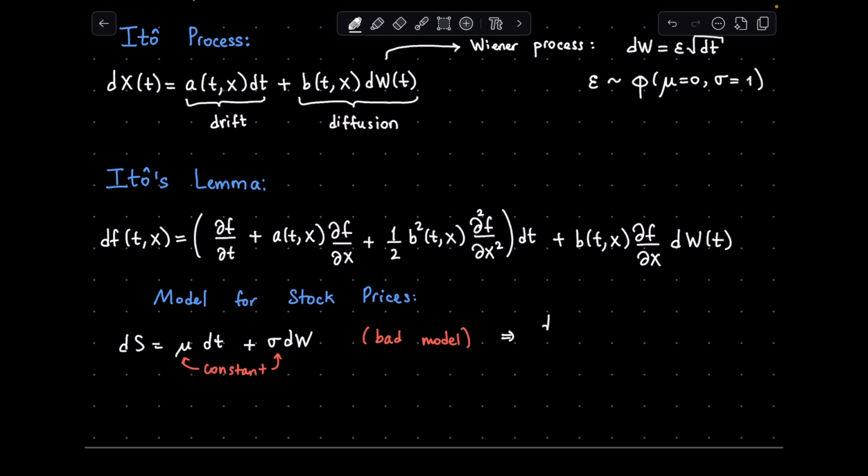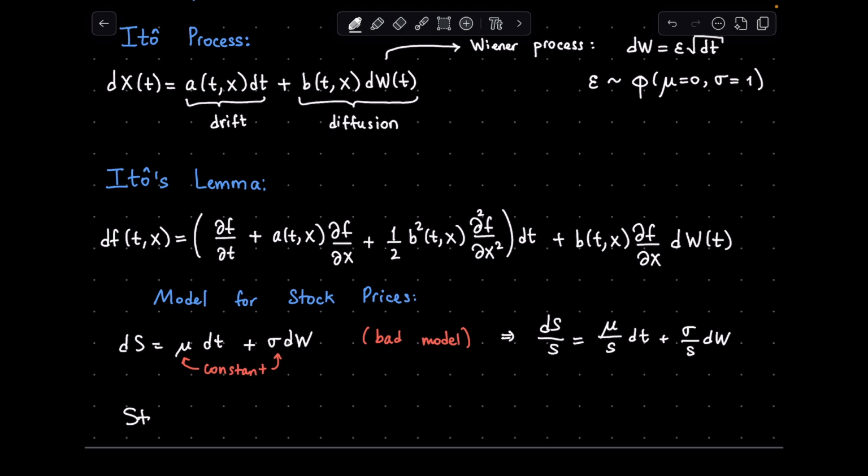To see that, let's think of the percentage changes, so divide the whole thing by S. What this tells us is that as the stock price grows, the mean percentage return will drop. But that's not very realistic, as the shareholders will expect similar percentage returns even as the stock price grows.